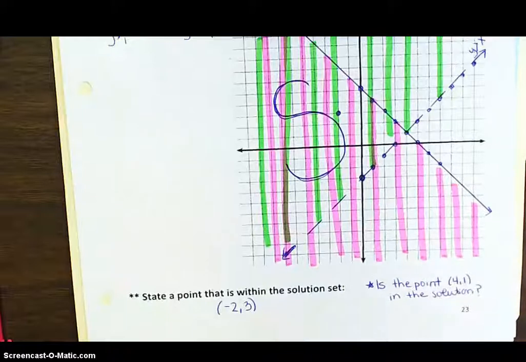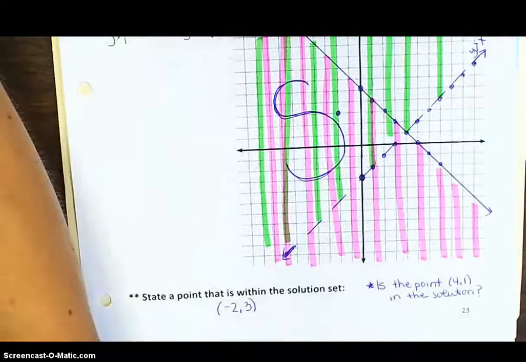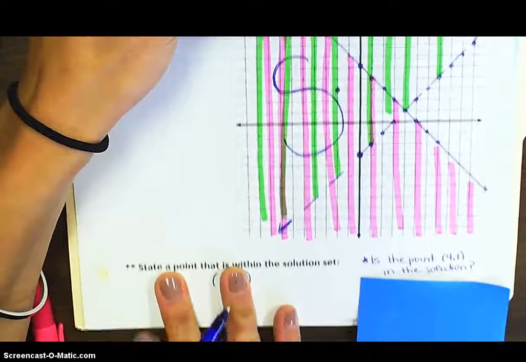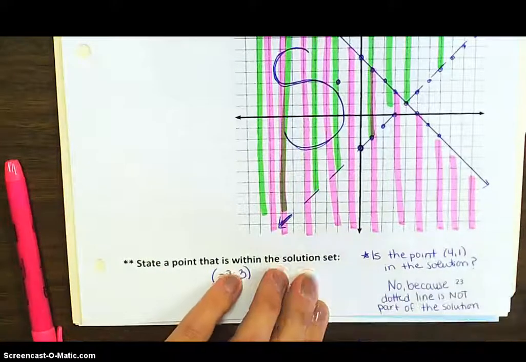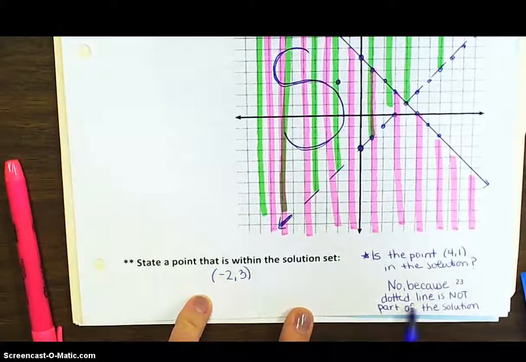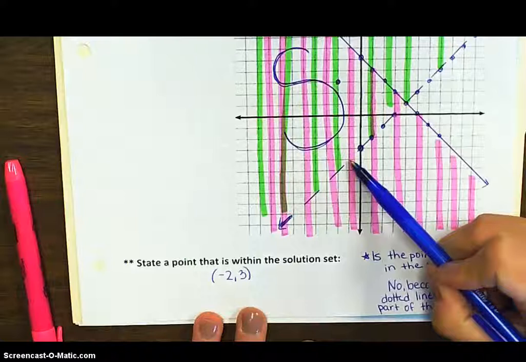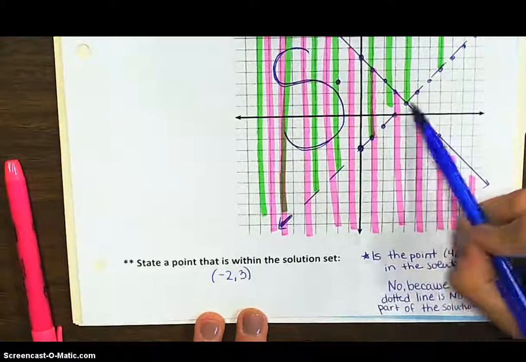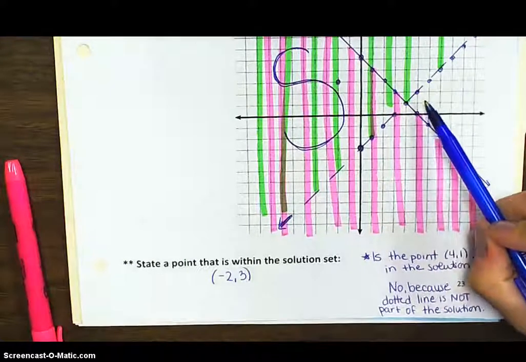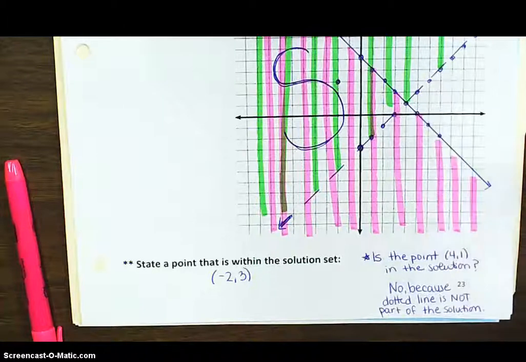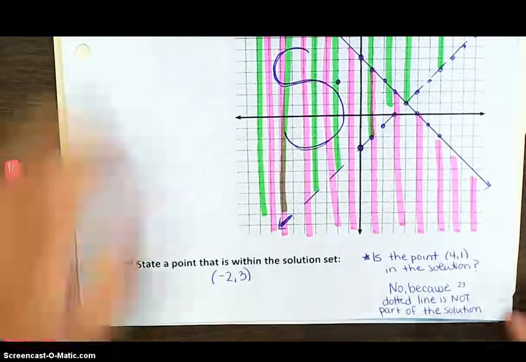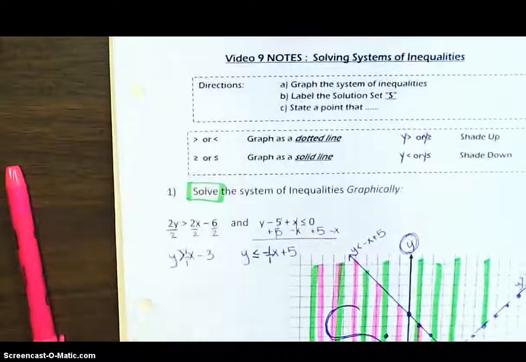I'm going to ask you to pause the video and input this into the computer. Okay, so what did you say? Well, I said no because the dotted line is not part of the solution. Since this line here is dashed, it's not included. It's like having an open dot on a number line. It's not part of the answer. It's just the barrier. All right, so now that we've done that, let's go ahead and flip it over and try another.